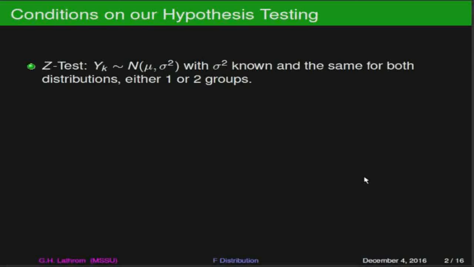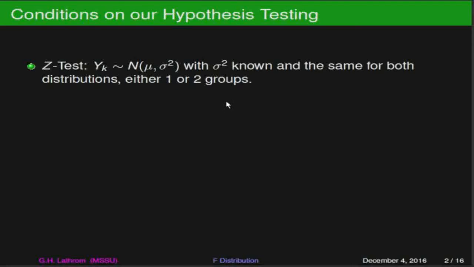So to see where our F family actually fits in, let's review a little bit of what we've done so far with our hypothesis testing. So remember the conditions for our hypothesis testing. For our z-test, we had independent, identically distributed random variables, y sub 1 up to y sub n, however many. In this case, we were looking for mu, but we had the variance actually known. And so the variance was known for either one or two groups that we had.